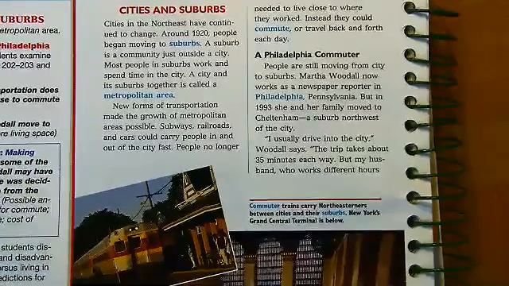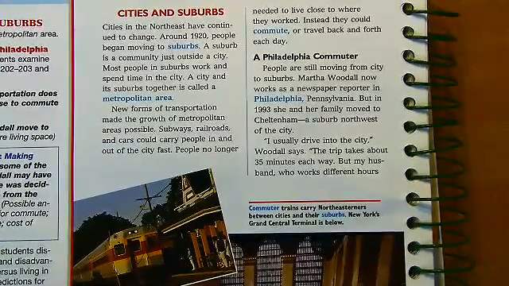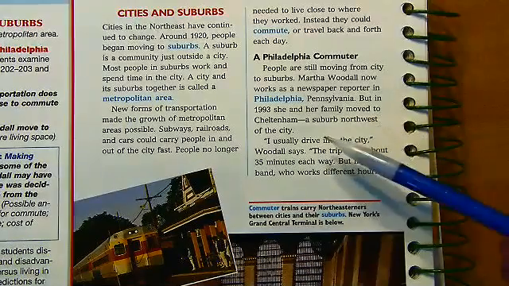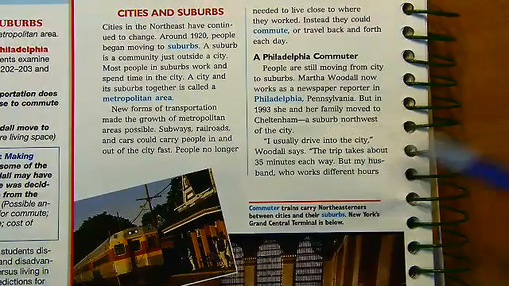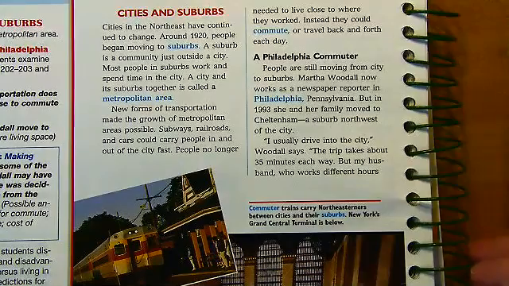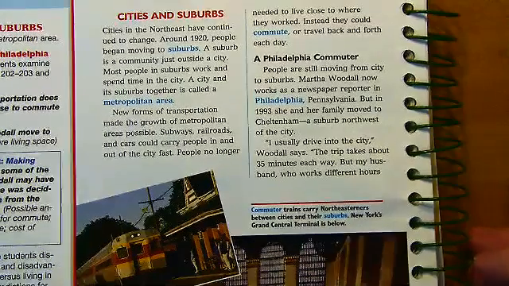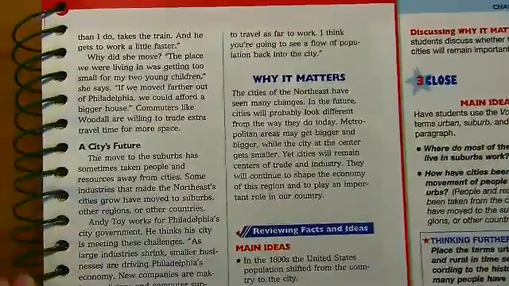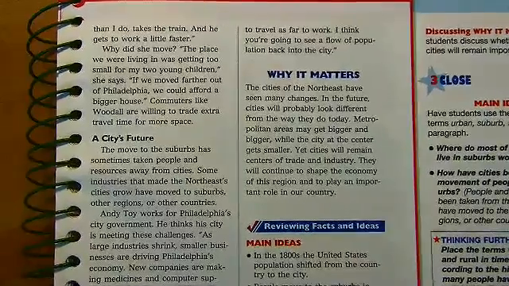A Philadelphia commuter. People are still moving from city to suburbs. Martha Woodall now works as a newspaper reporter in Philadelphia, Pennsylvania. But in 1993, she and her family moved to Cheltenham, a suburb northwest of the city. I usually drive into the city, Woodall says. The trip takes about 35 minutes each way. But my husband, who works different hours than I do, takes the train, and he gets to work a little faster.